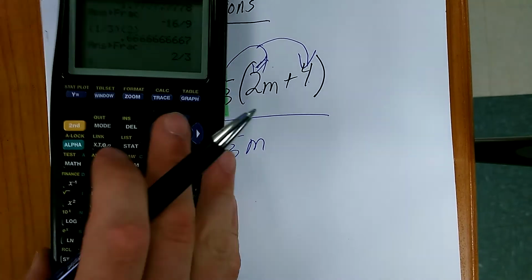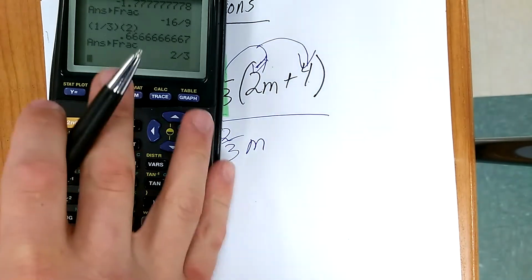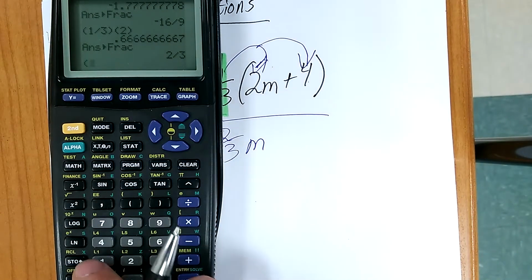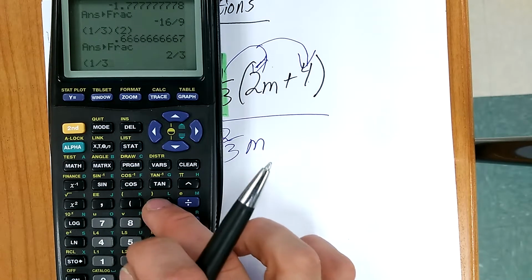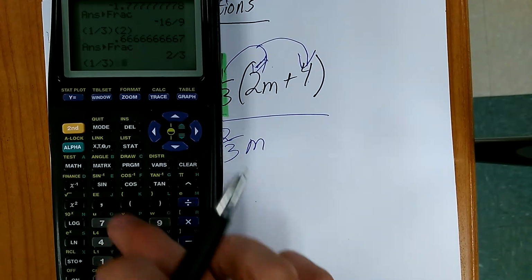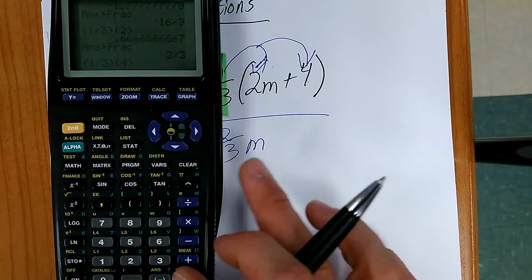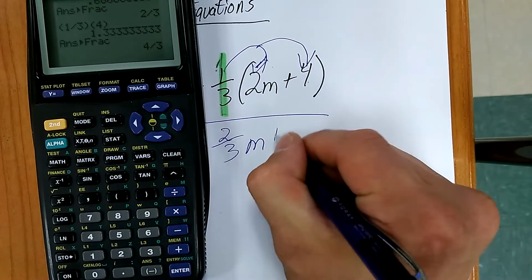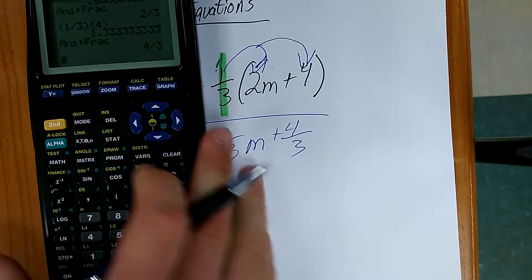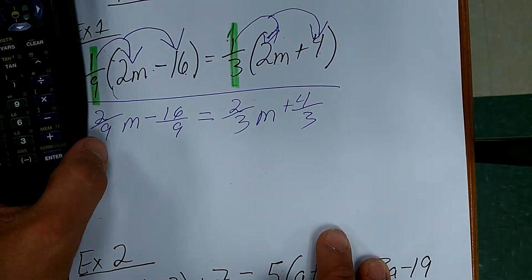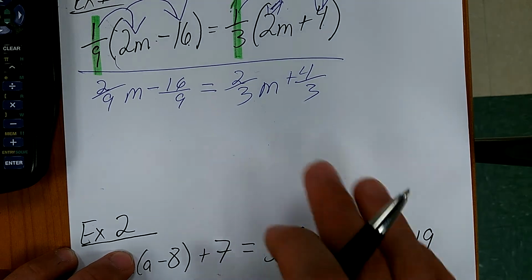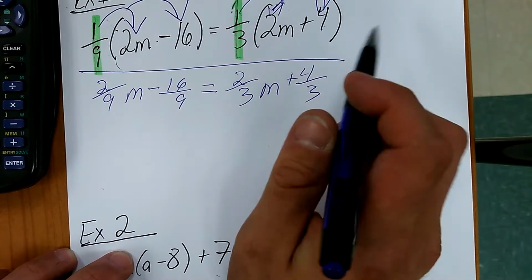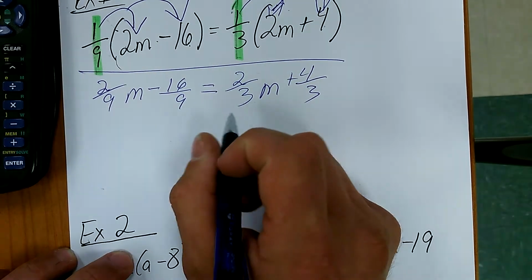Now we've got to do the same thing with 4. So we are going to open up parenthesis, 1 divided by 3, and then open up another parenthesis, times 4. No decimals, math, enter, enter, and we get plus 4/3. Now this is where the fun begins. So now we have done the distributive property, and what we need to do is combine like terms.